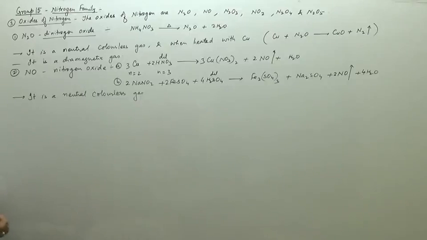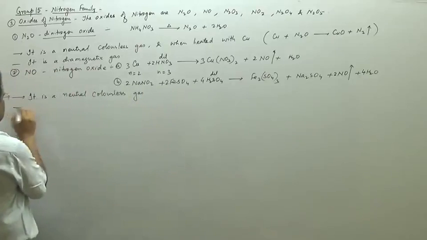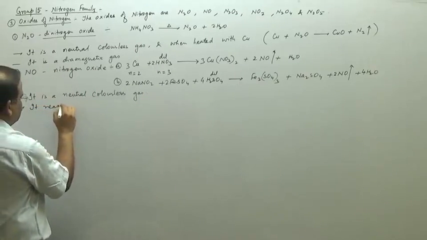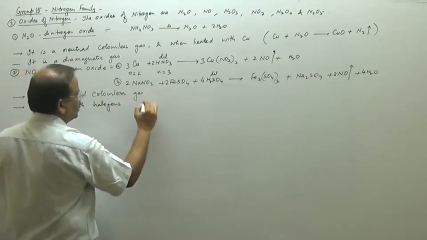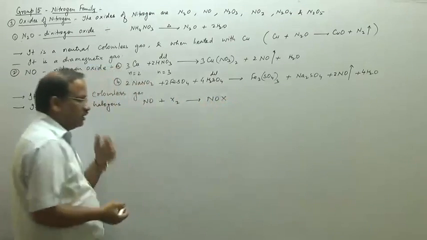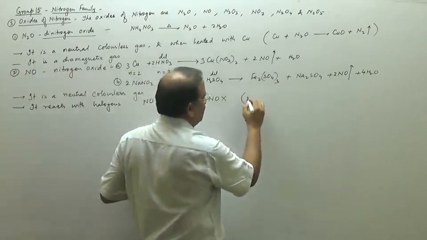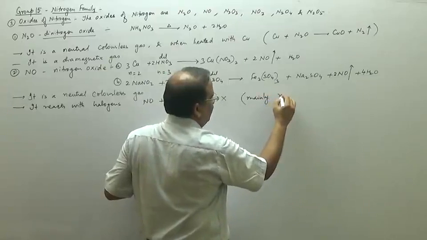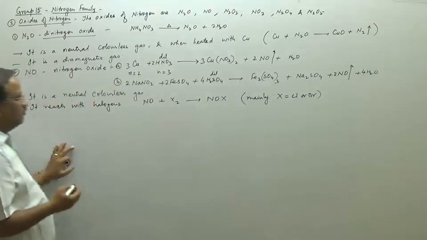If we talk about the properties of that gas, it reacts with halogens. That is NO plus X2 gives NOX. It reacts with halogens like chloride and fluoride, mainly with chloride and bromide, where X is Cl or Br. We used to say that. So that is the reaction.